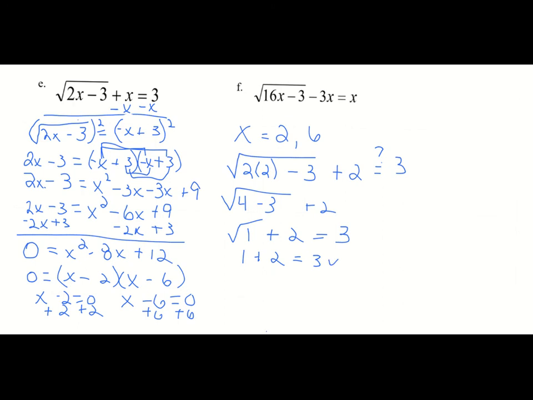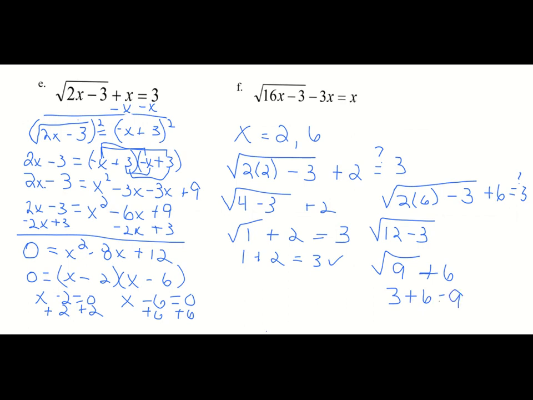Let's try our 6. So we'll have the square root of 2 times 6 minus 3 plus 6, and we're going to see if it equals a 3. All right, so 2 times 6 is 12. 12 minus 3 is 9, so we have the square root of 9 plus 6. The square root of 9 is 3. 3 plus 6 equals 9, not 3. So even though it's a valid answer for what we found, it doesn't work with our equation.